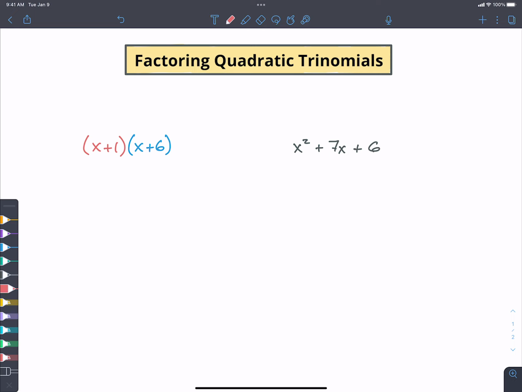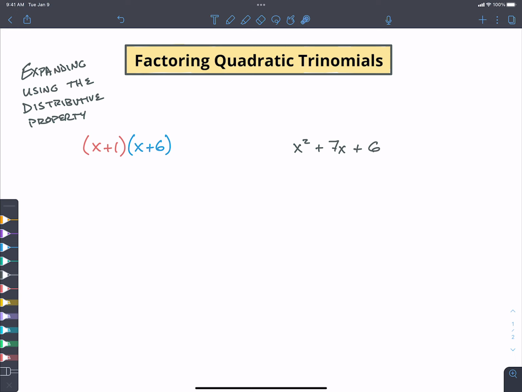All right, in this video, we are going to look at factoring quadratic trinomials. And what that means is basically we're going to get this thing back into this form. But before we start that, I'm going to start by multiplying this out. And we're going to do that by expanding using the distributive property.